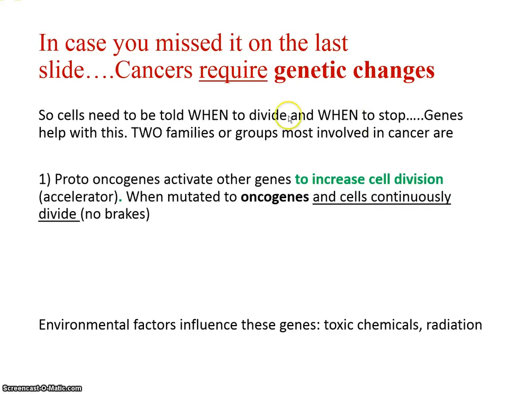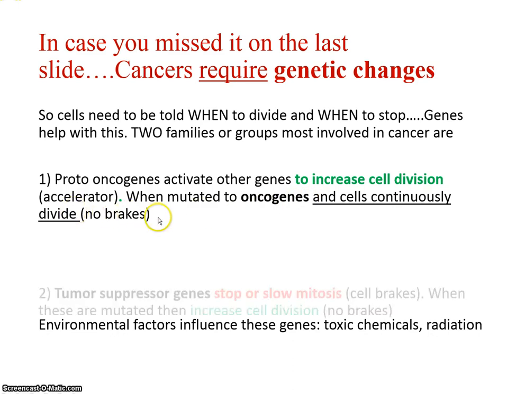All right? So proto-oncogenes, and this is what I want you to know, is that they increase cell division. But they can be mutated, right? Because cancers are the result of genetic changes, and genetic changes are called mutations. So when we mutate a proto-oncogene, we then call it an oncogene, and there you get the name oncology, right? And these cells keep on dividing. It's like removing the brakes.